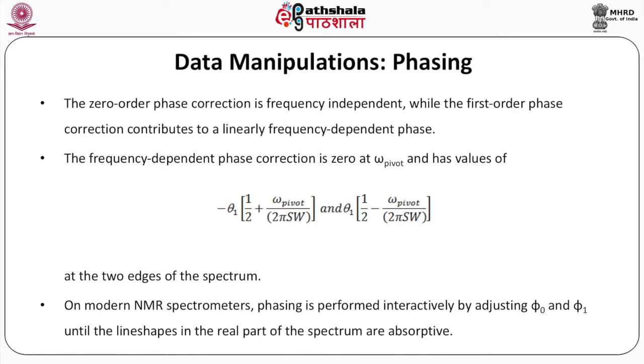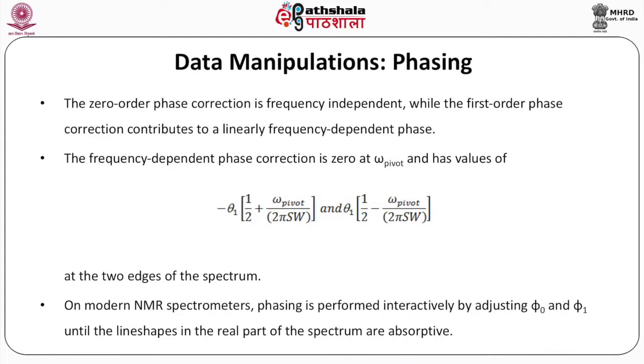The 0 order phase correction is frequency independent, while the first order phase correction contributes to a linearly frequency dependent phase. The frequency dependent phase correction is 0 at ω_pivot and has values of minus θ1 (1/2 plus ω_pivot divided by 2π SW) and θ1 (1/2 minus ω_pivot divided by 2π SW) at the two edges of the spectrum.